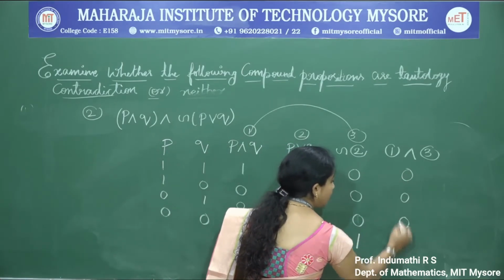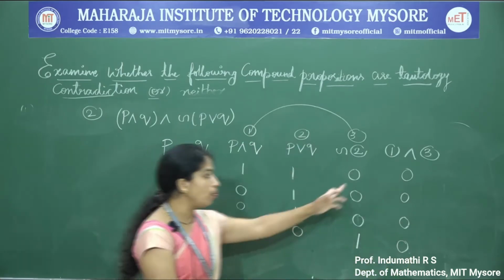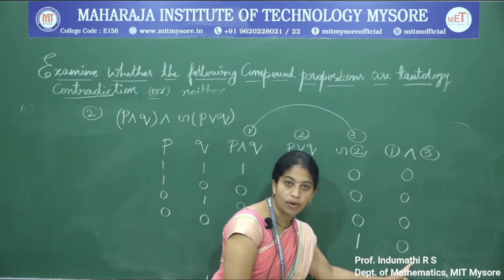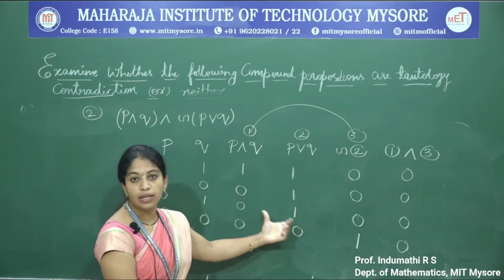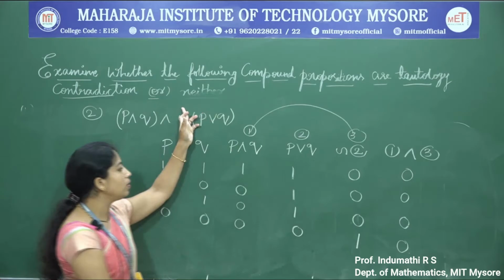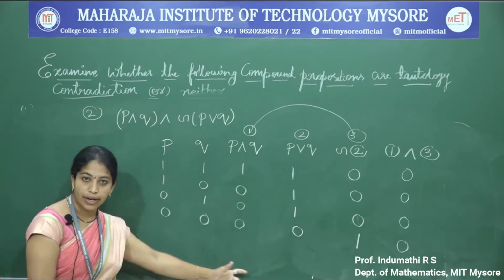All the terms are zeros. A compound proposition which will be false for all the truth values of its components is called a contradiction. Now the given compound proposition is a contradiction.